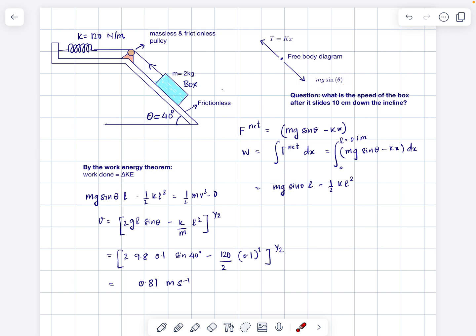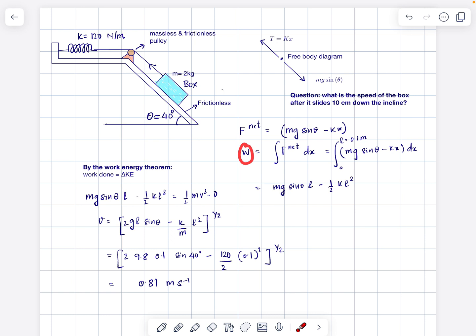Right? So to answer this question, what's the speed of the box after it slides down 10 centimeters down the incline, we use the work-energy theorem. The work done on the box is the change in its kinetic energy. If we look at the net force on the box, the net force is the force of gravity resolved along the inclined plane minus the resistance of the spring, that is kx. If the block were to slide down by distance dx, this would be the amount of work done, and that would equal F net times dx. F net here is mg sine theta minus kx.